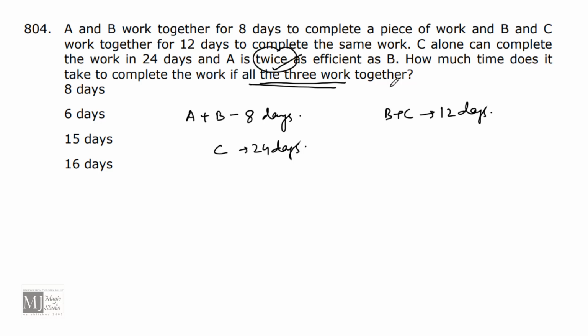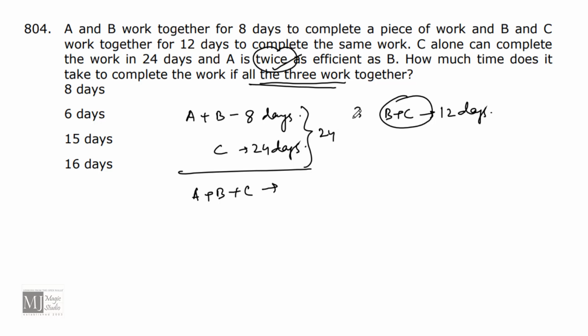Why do we require this data? I just need A plus B plus C. A plus B plus C will take how much? 24 is the LCM. 24 by 8 is 3. 24 by 24 is 1. 3 plus 1 is 4. They will take 24 by 4, that is 6 days to complete the work if A, B and C are working together.